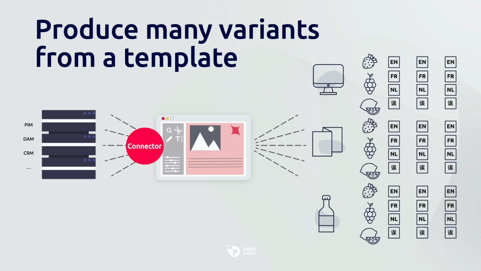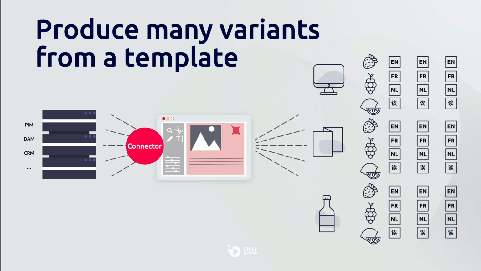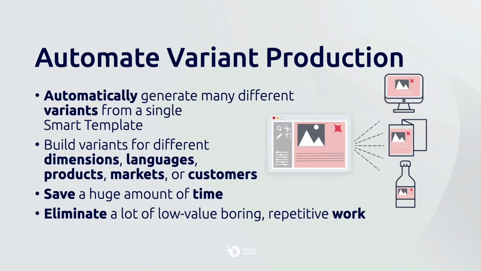So once you've done that, once you've created all of these links to single source of truth data, you can produce many variants from a single template. You take the data that's in your systems, you push it through the Smart Templates, and you can generate assets for online use, for print use, and for packaging use for every flavor of your product in every language and every market that it needs to go to. So that allows you to automate that variant production.